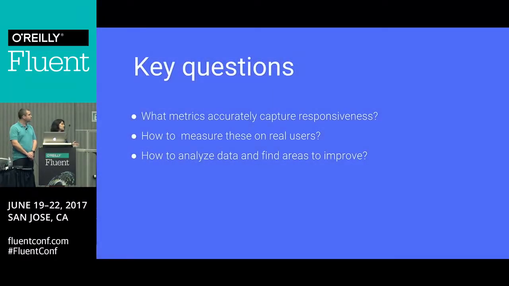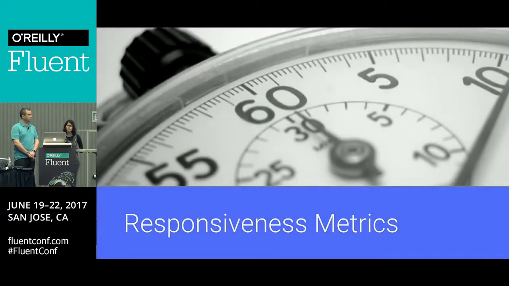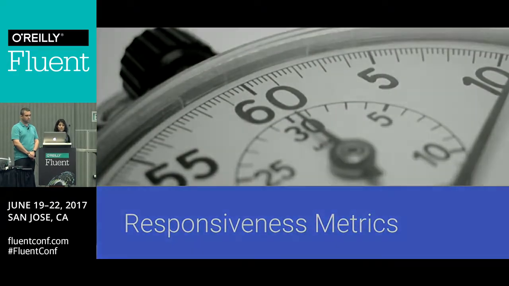So these are the key questions that we'd want to answer as part of this talk, and it's pretty much the structure of our talk today. We'll start out with introducing the set of key metrics. We'll then talk about specific code examples and usage tips for gathering this data in the real world. And then finally, we'll look at this data, how to analyze it, and how to gain insights and find areas to improve. So we'll start with introducing the set of new metrics.